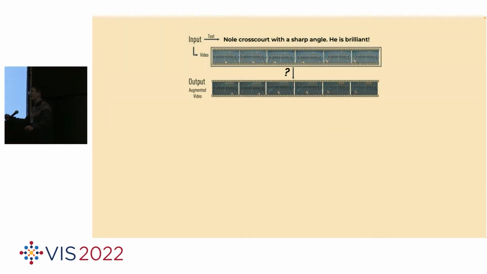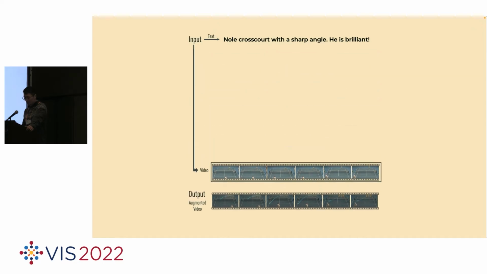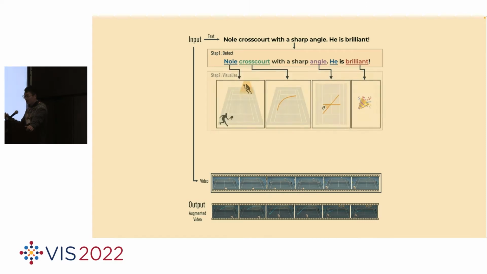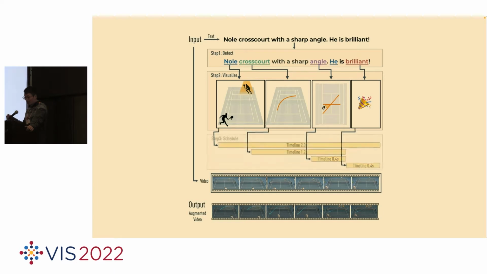So behind these applications and demos, Sport Teacher implements a three-step approach. First, it detects the visualizable entities in the commentary. Then, it maps the entity to embed the visualizations. And finally, it schedules the visualizations to play with the video. And by composing the visualizations with the raw footage, Sport Teacher outputs the augmented videos.